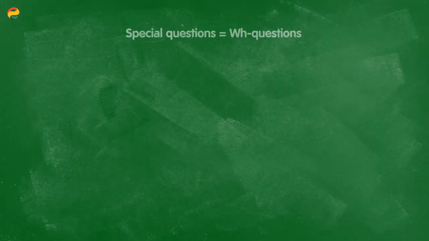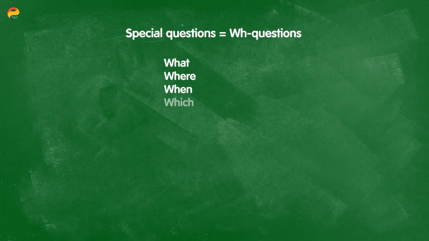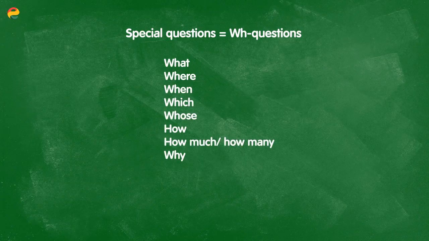So now, finally, moving on to special questions. What I mean is questions which begin with words like what, where, when, and how. And these are usually called WH questions because most of the question words begin with the letters WH. Concerning the word order in a special question, you should note that auxiliary verbs come immediately after the question word.